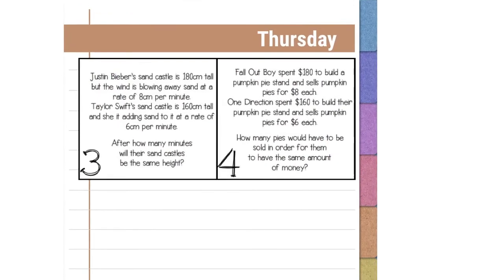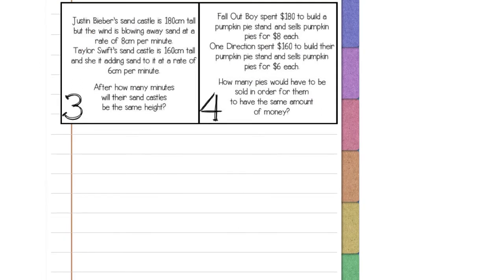All right. For the next one, it says Justin Bieber's sandcastle is 180 centimeters tall. So that's our keyword right there, right? We're going to need that. So I'm going to go ahead and highlight that 180 centimeters tall, but when the wind is blowing away sand at a rate of 8 centimeters per minute. So if it's blowing away, that means that it's taken away, right?